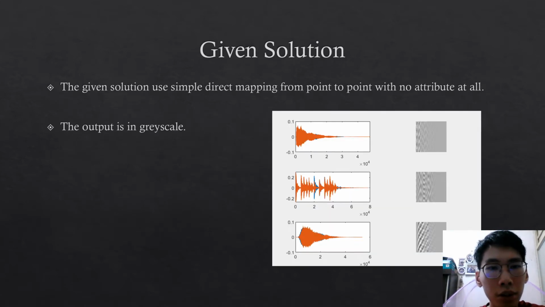The given solution provided to us uses a very simple direct mapping from point to point with no attribute at all. The output is in grayscale. As you can see from the image, the produced image is like this. You just go up and down, from point to point. Although it can show the features of the sound, it is not the best because it doesn't use any attribute at all. So we need to improve it and give a better solution.